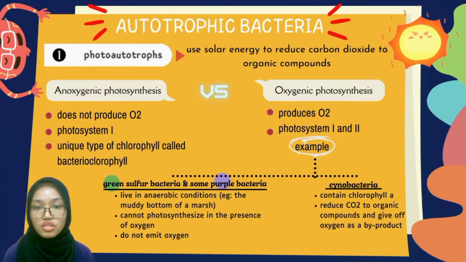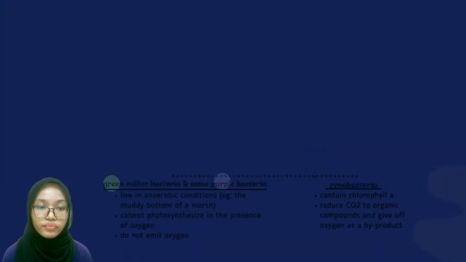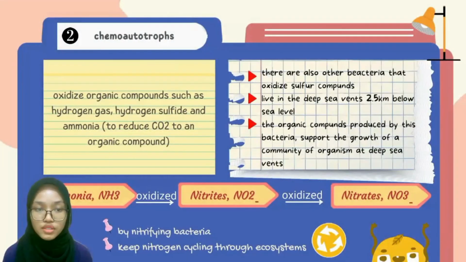Besides, cyanobacteria are also one of the examples of oxygenic photosynthesis. Cyanobacteria contain chlorophyll a, and they reduce carbon dioxide to organic compounds and give off oxygen as a byproduct. The next one is chemoautotrophs.